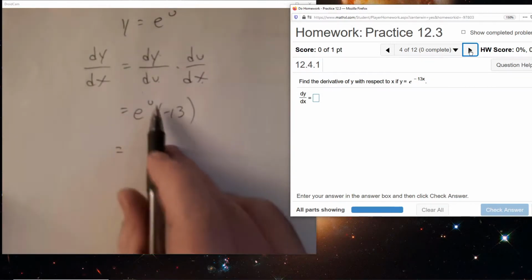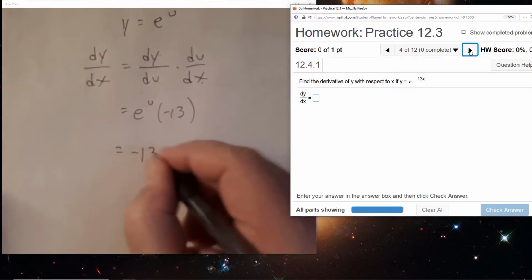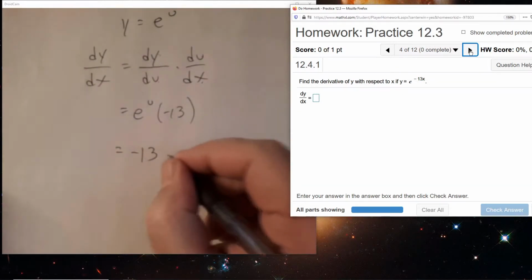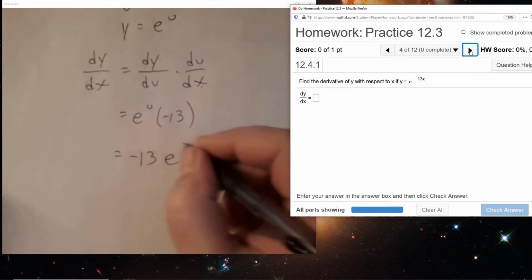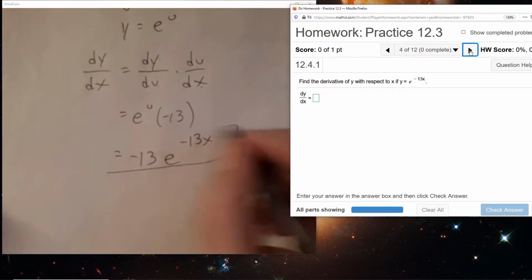We'll clean it up. In this case, we'll plug in what u is. I'm also going to move the constant in front because that's pretty common to do. And we'll plug back in what u is, and that's our answer.